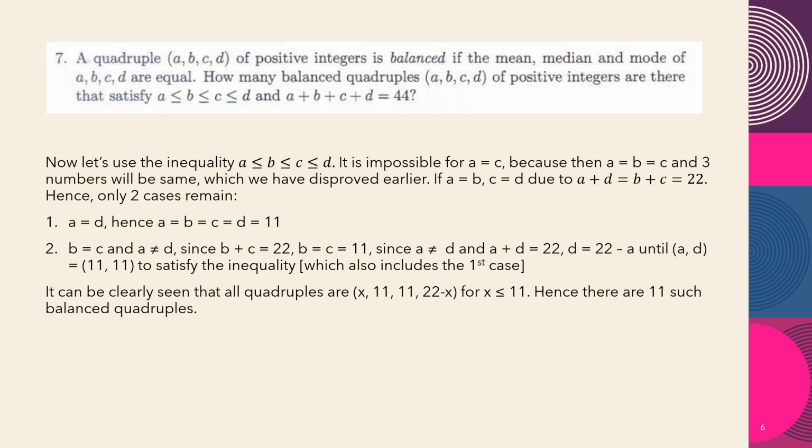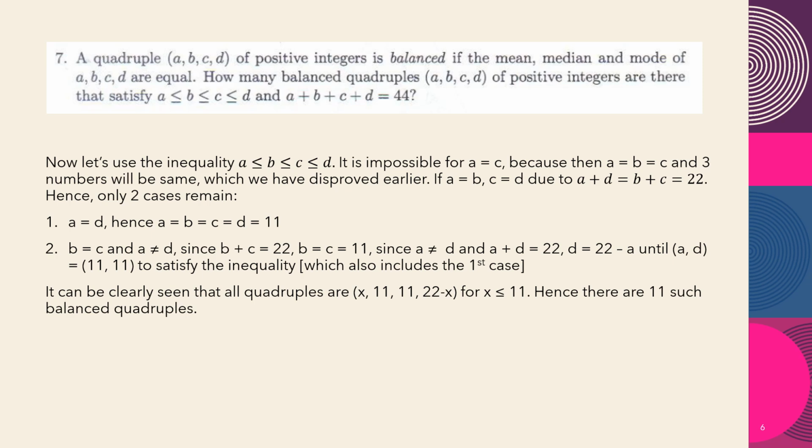Okay, so we have two cases over here. One is A equals D. In that case, A would be equal to B equals C equals D, because all of them are less than or equal to each other. Or we can also have B equal to C and A not equal to D.